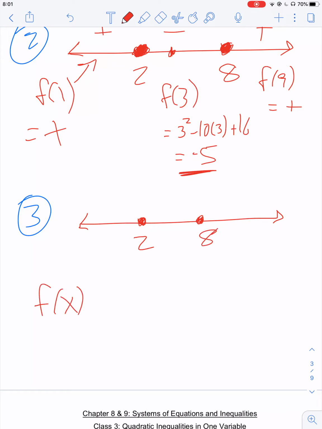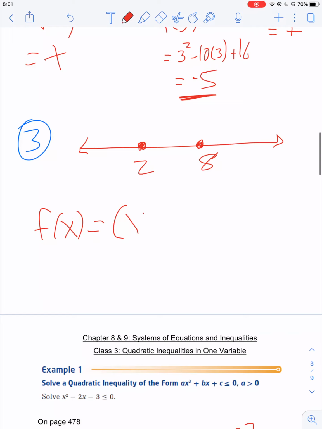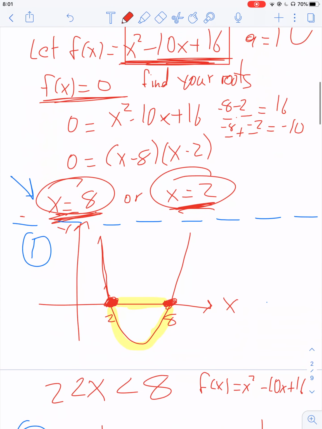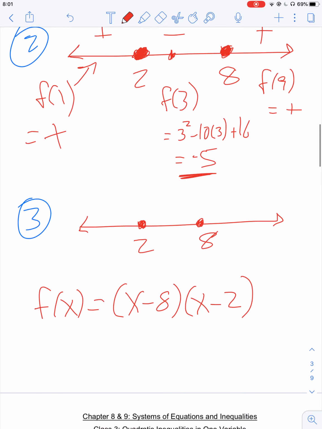f of x is equal to, what is it? x minus 8, x minus 2. Make sure you're using the factored form. The expanded form is not going to help you. You need to have the factored form. So this is how you do it.